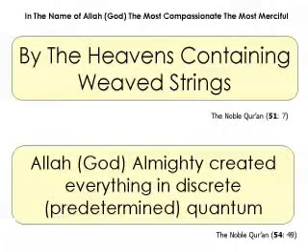As you see on the screen, Allah God Almighty states in the Noble Quran in chapter 51 verse 7, and the heavens containing weaved strings. If we ponder upon this Quranic verse, we realize that the heaven, whether it's the sky or the space, contains weaved strings. So Allah God Almighty teaches us that the basic unit of energy in space and in the heavens is something like 3 strings, which you weave together.